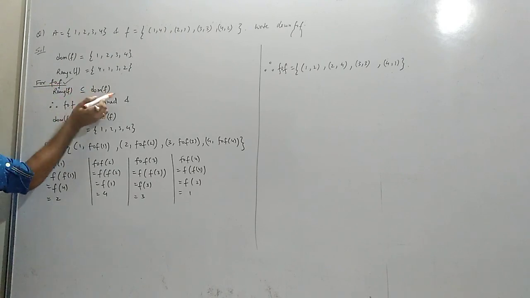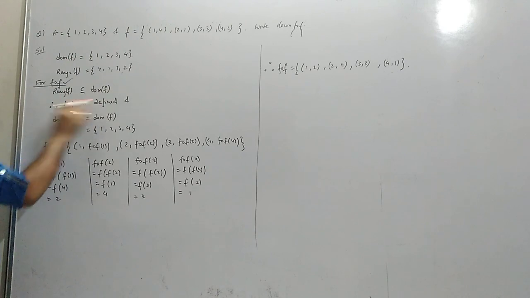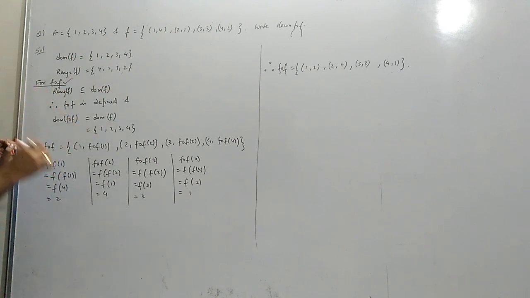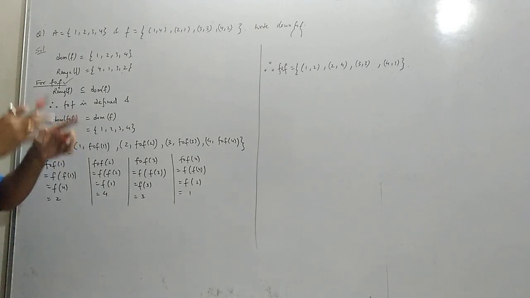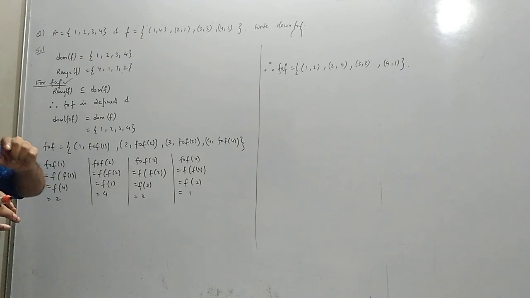Both last and first are f. So the range of f is a subset of the domain of f. All the elements of the range are in the domain. That means we can say f of f is defined. Since f of f is defined, when we write f of f, we have to write ordered pairs, where the first element is the domain. So what is the domain of f of f?